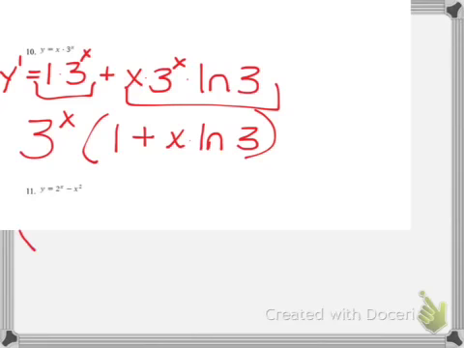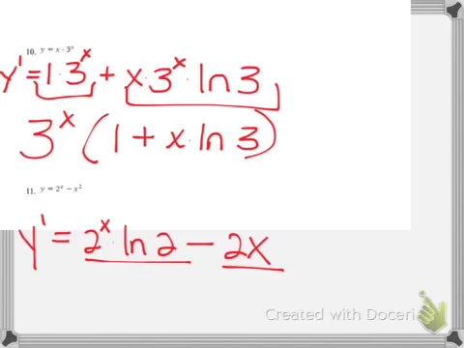Okay, next one, y prime. What's the derivative of 2 to the x? It would be what? 2 to the x times natural log of 2 minus derivative of x squared is 2x. Two terms, they don't have anything in common. 2 to the x is not the same thing as 2x. So I would just leave my answer like that. All right, so that's the chain rule. Anytime you have an outside function and an inside function.